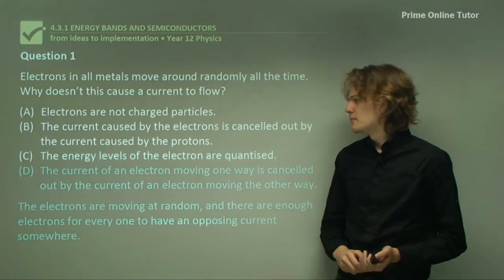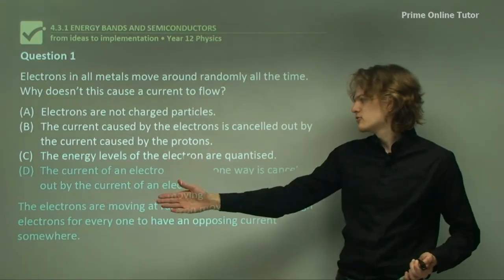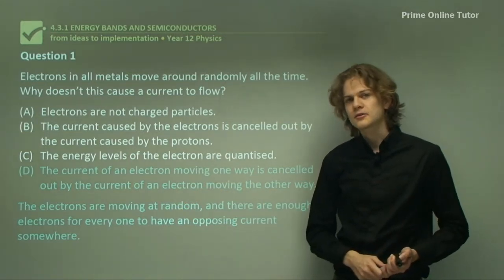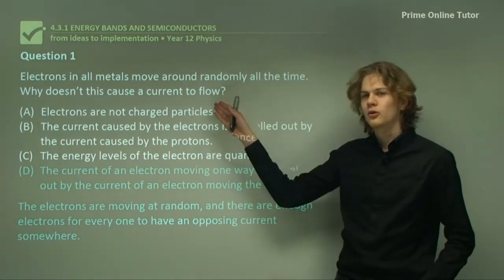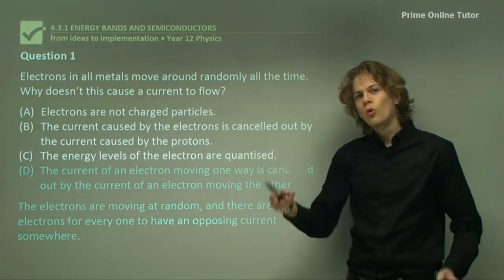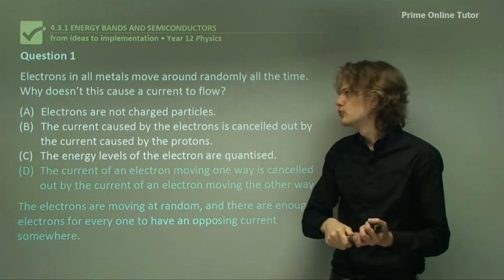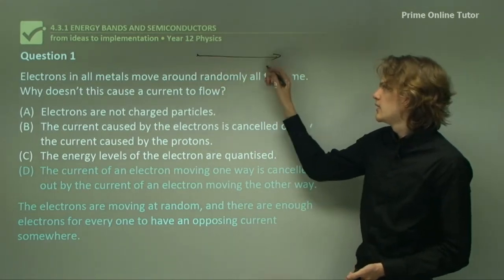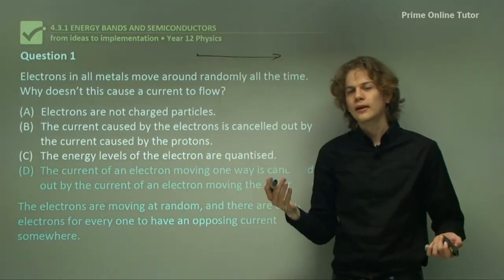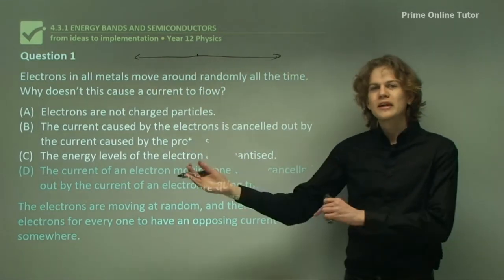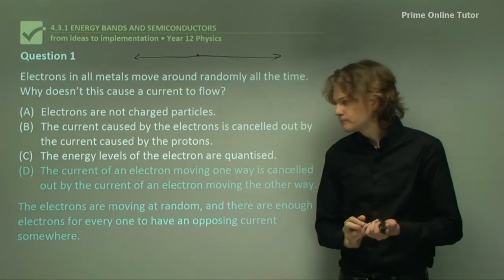Our last option is D. The current of an electron moving one way is cancelled out by the current of an electron moving the other way. And this is in fact the case. And the reason that this stops a current from flowing is because all the current generated by electrons moving to, say, the right is cancelled out by an equal number of electrons moving to the left. As long as there's no electric field, then there will be equal numbers of electrons in each direction.